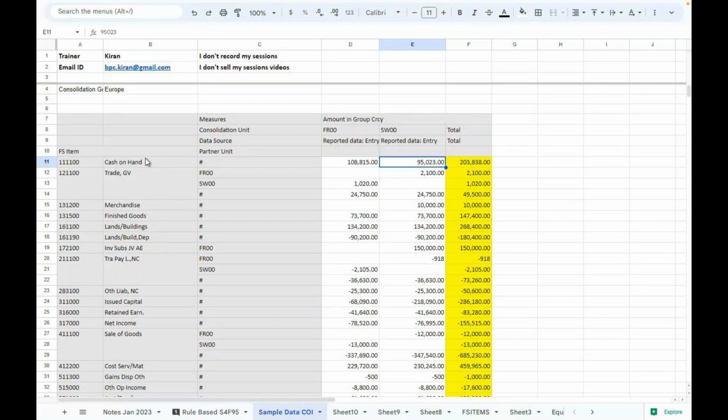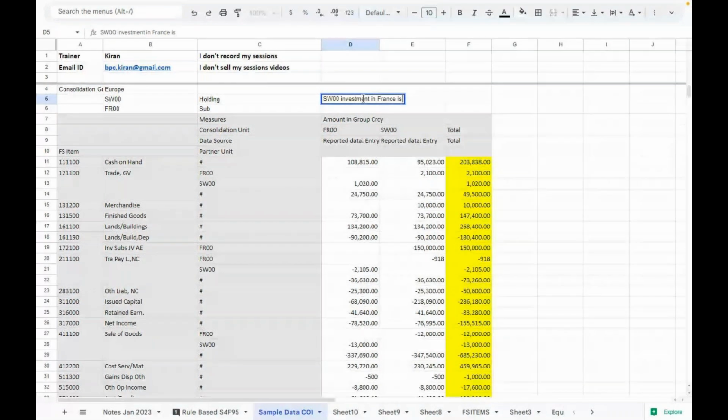Let's execute consolidation for these two consolidation units. Switzerland is the holding company in this particular group. Why holding company? Switzerland invested in France. So Switzerland is the holding company and France is the subsidiary. Why do I call it a subsidiary? Because Switzerland owns 75% of France. France is called a subsidiary. So Switzerland's investment in France is around 75%.